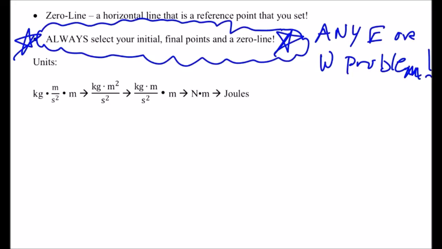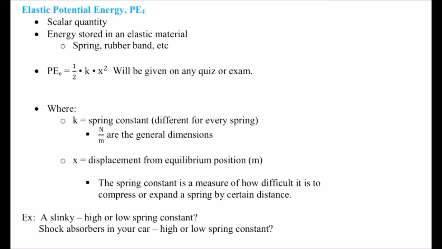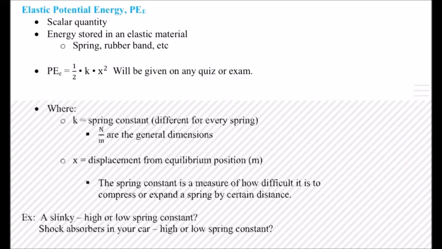So let's do the next kind of potential energy. Remember, I told you there were several kinds of potential energy, and we designate them by putting a subscript after the PE. So here we're going to have elastic potential energy. That's going to be capital P, capital E, and that is supposed to be a lowercase e after that. My Word document changed it. So capital P, E, lowercase e. So that's elastic potential energy.